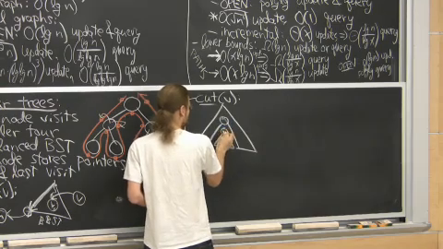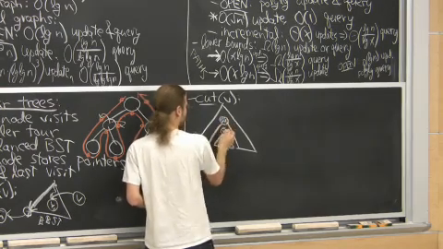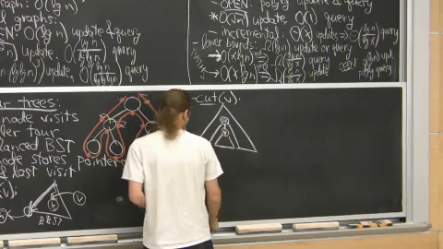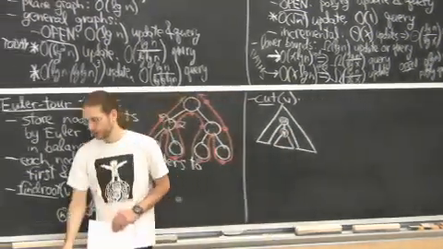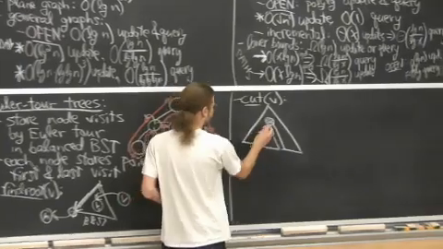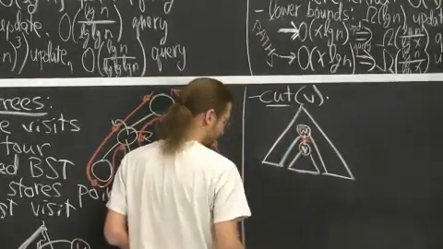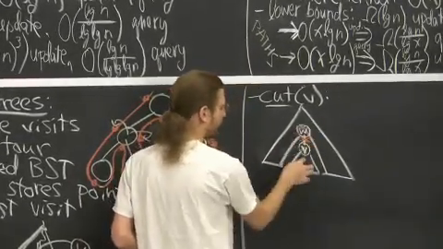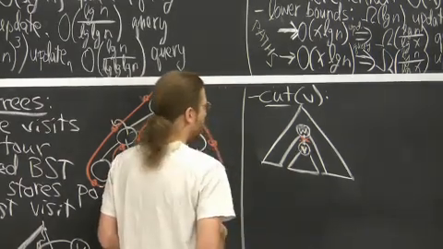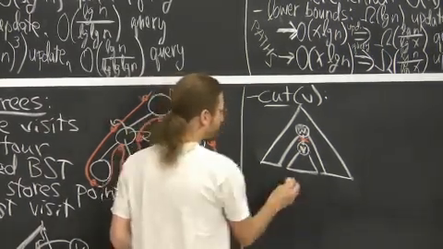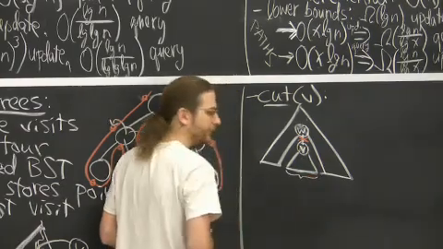So here's v. Here's the parent of v. I'll call it w. Here's the edge. And our goal in a cut operation is to delete that edge, separating this tree from that tree. So what I need to do is isolate this subtree of v.